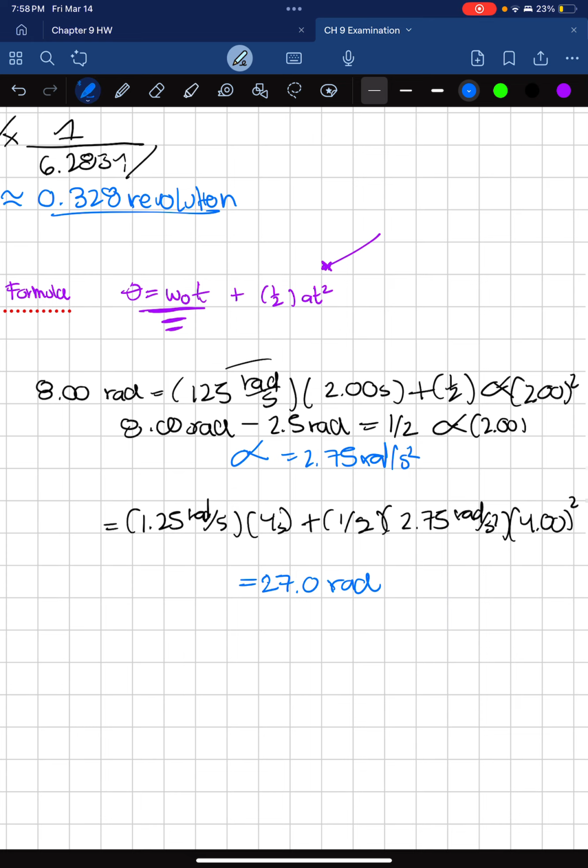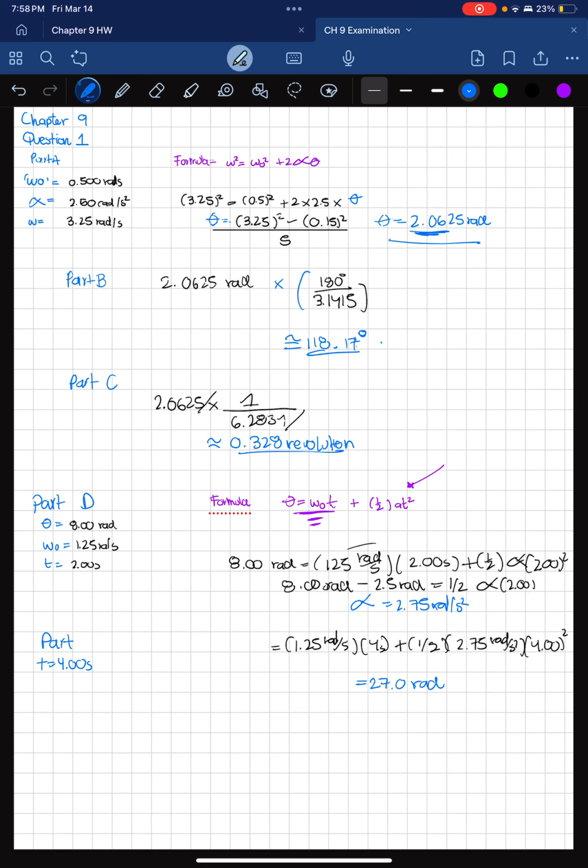27.0 in radians. Okay, that is going to be part E of this question. Let's go ahead with the following question. Part F: a grinding wheel slows down at a constant rate from 185 radians per second to 105 radians per second while it rotates through 16 revolutions. How much time does this take?